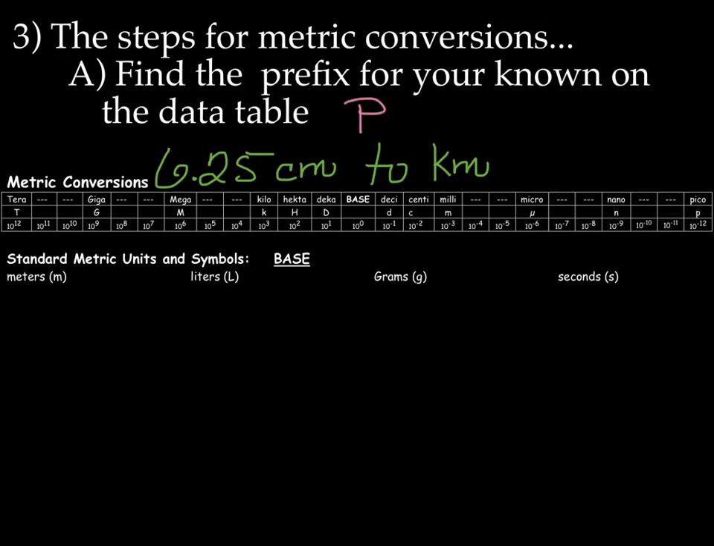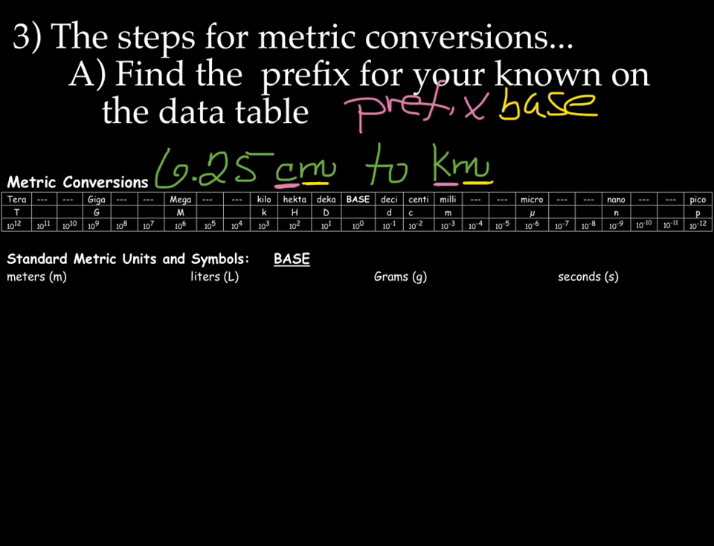So prefix, I'll underline in pink the prefix in our problem. Remember, it's always written first, so it's going to be the C and the K. The base is written second, and that will be the M and the M. You'll note that the base is the same. It's the prefixes that change. When you're doing metric conversions, you cannot convert between bases. You can only convert between prefixes.